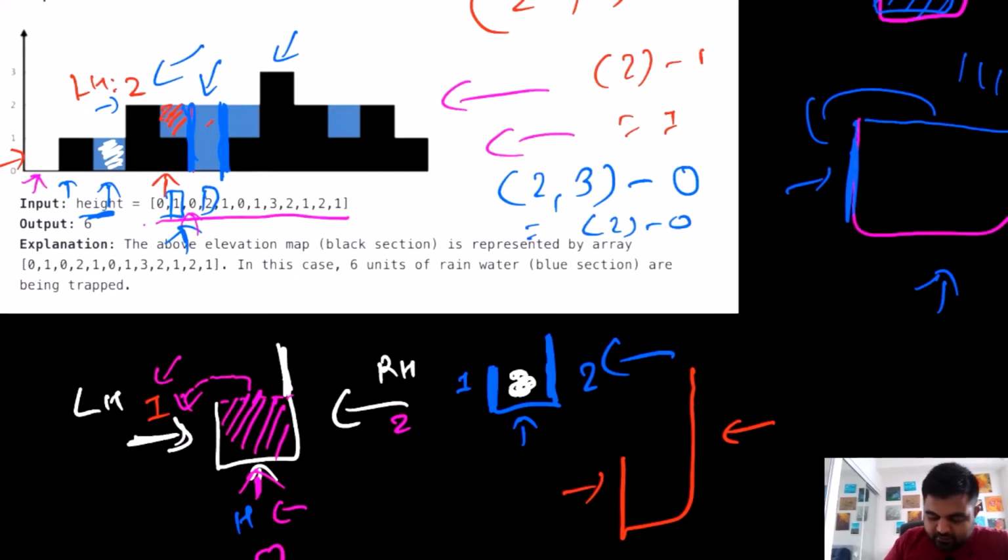So we can say that over here we can actually store 2 units of water, which is what is presented over here. That's how we can store 1 unit of water over here, and that's how we can store 1 unit of water over here.